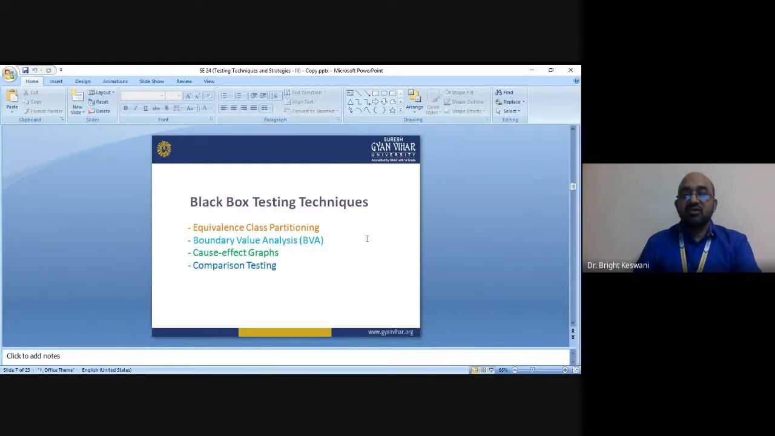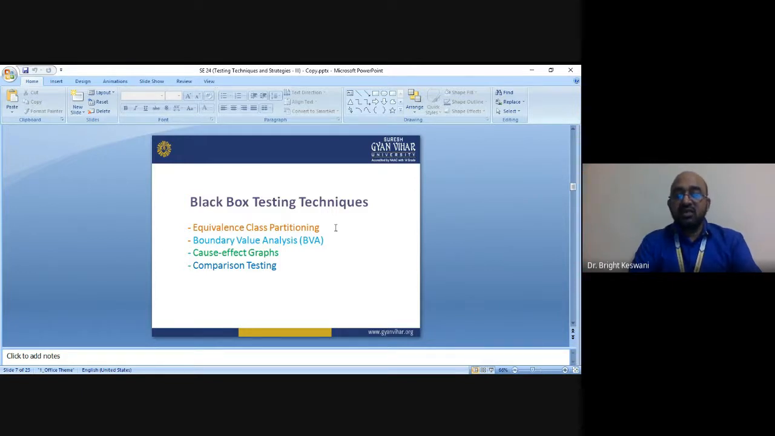Now there are some black box testing techniques. These are the main techniques of black box testing. First is equivalence class partitioning. Second is boundary value analysis. Third is cause effect graphing, and the last one is comparison testing. So these are the main techniques of black box testing.